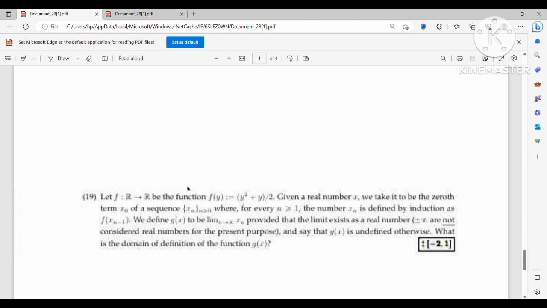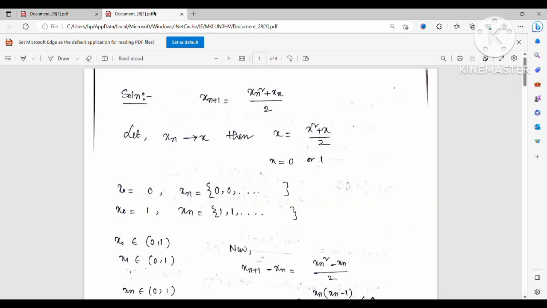So the question seems to be lengthy, but the actual meaning is that it is a recursive sequence, and the recursive sequence is basically xn plus 1 is equal to xn square plus xn divided by 2, and we have to find out for which initial term, I mean for which value x0, the sequence xn is convergent. Okay, so let's start the solution.